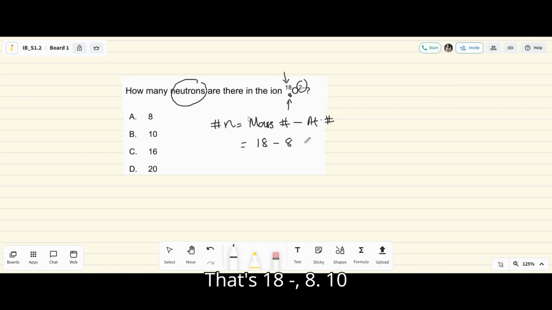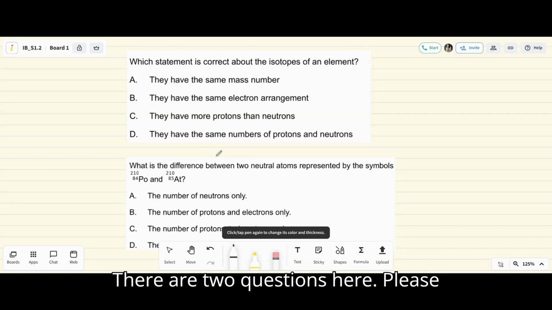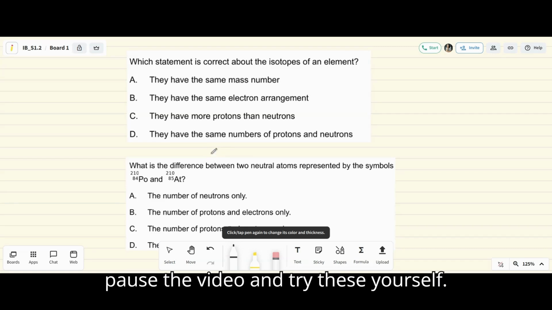That's 18 minus 8, 10 neutrons. Choice B. There are 2 questions here. Please pause the video and try these yourself. I'm leaving the answer choices here.